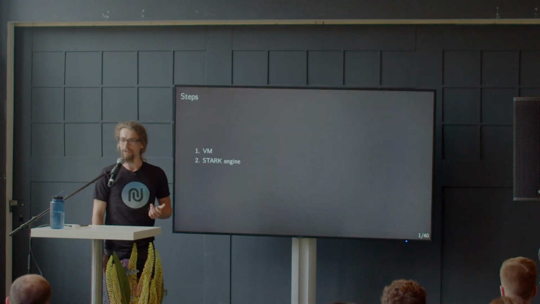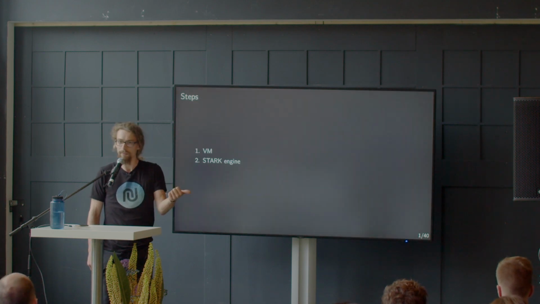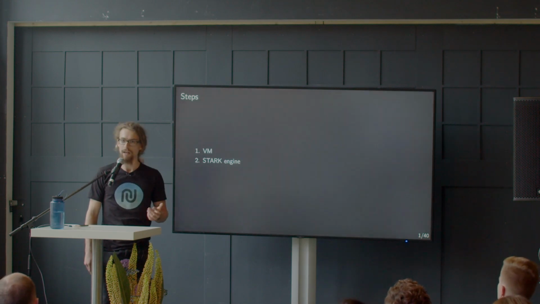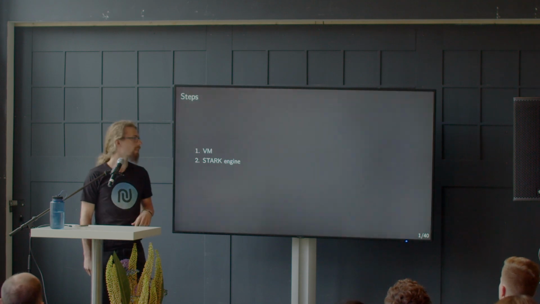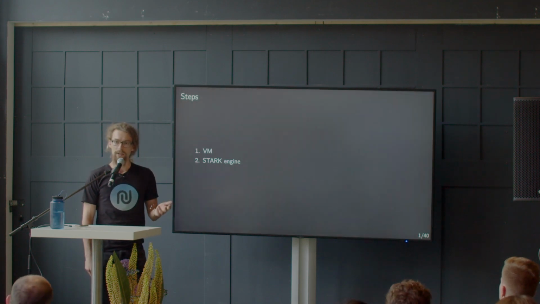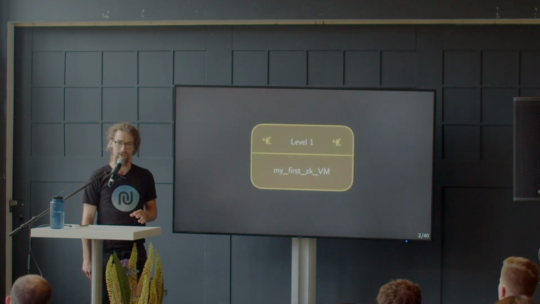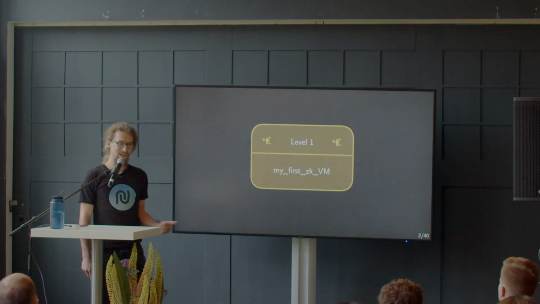Right, so what do you need to build a ZK-VM? Basically, you only need two things. The first thing is you need a VM, and the second thing is a Stark engine, or at least that's how we do our ZK-VM. You can do it in different ways, but we're going to look at Starks today. So we're going to jump right into it, and we're going to build, maybe you can't even call it a VM, but we're going to see. So first level, my first ZK-VM.